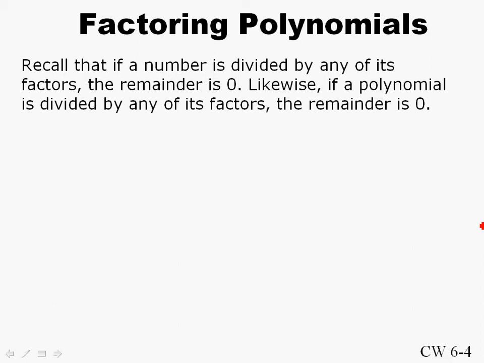6-4 covers factoring polynomials. Recall that if a number is divided by any of its factors, the remainder is 0. Likewise, if a polynomial is divided by any of its factors, the remainder is 0.